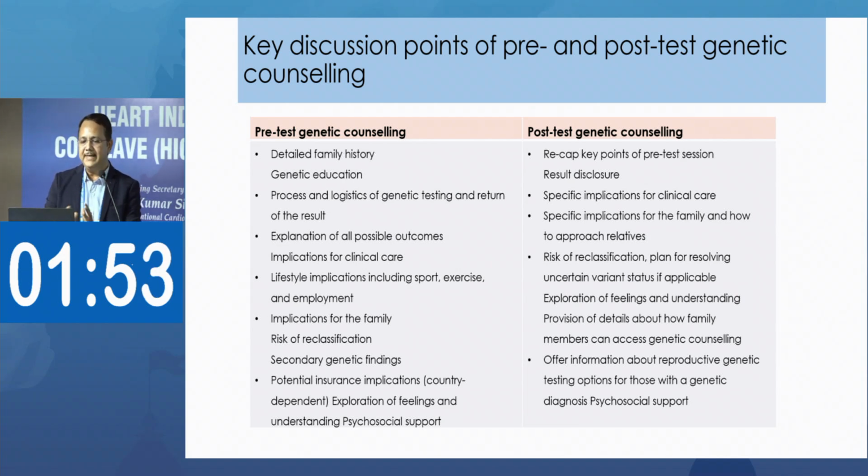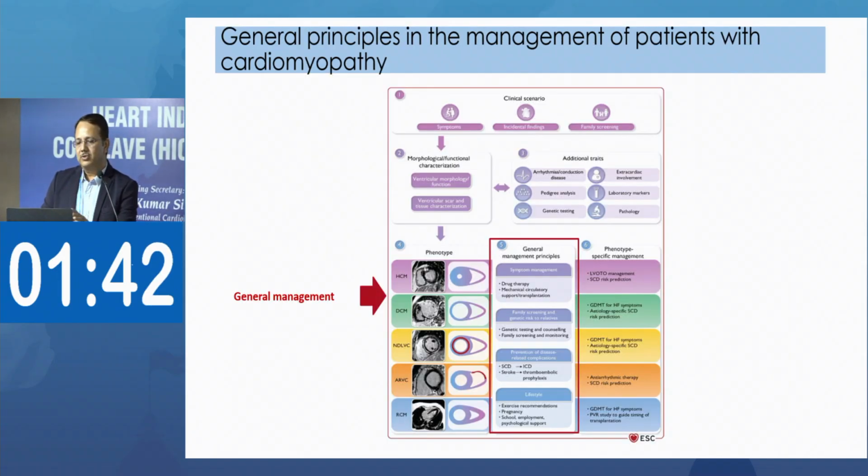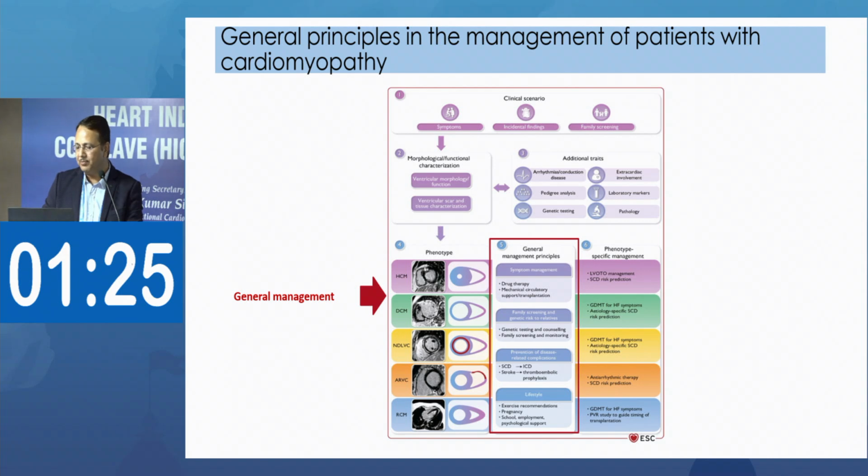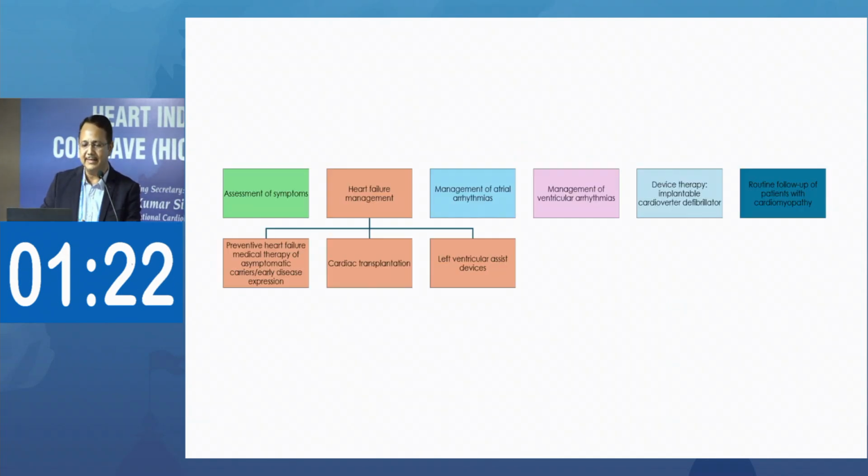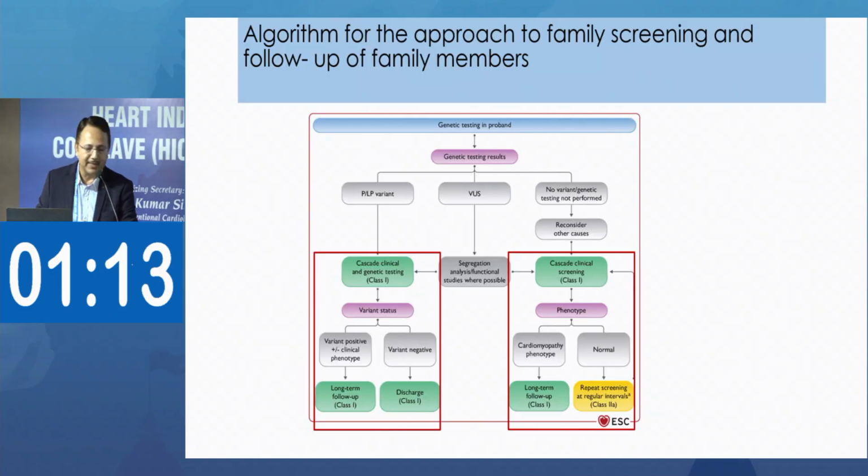So pre-test counseling is very important. Likewise, post-test counseling is very important, and involves family, friends, psychologists. So general principles in the management: we have to manage the symptoms. Main symptoms are heart failure, and with HOCM, LVOT obstruction. We have to take care of LVOT management, and we have to decrease the incidence of sudden cardiac death. So heart failure, arrhythmia, management of ventricular arrhythmia, device therapy, and routine follow-up for patients with cardiomyopathy.